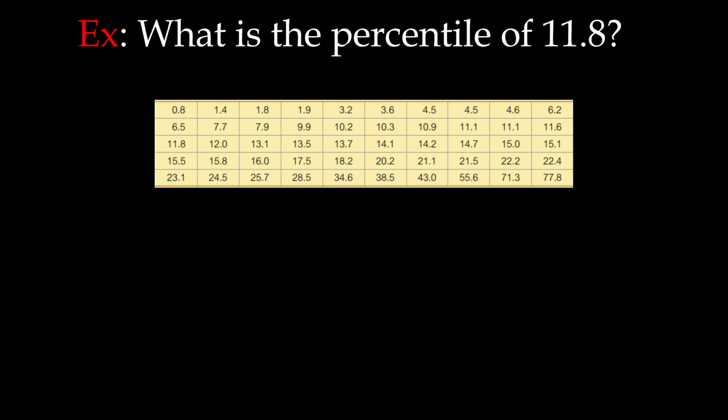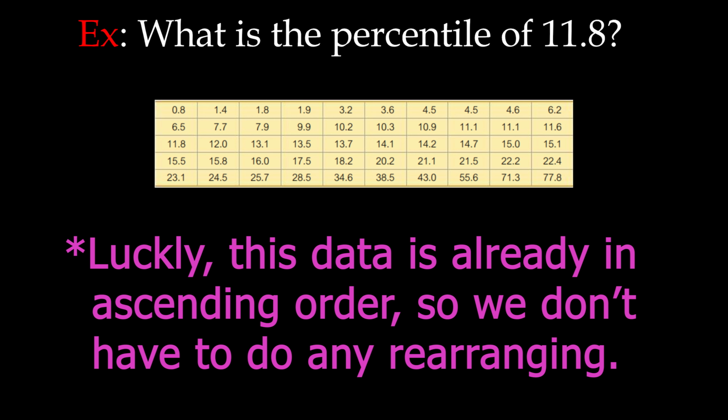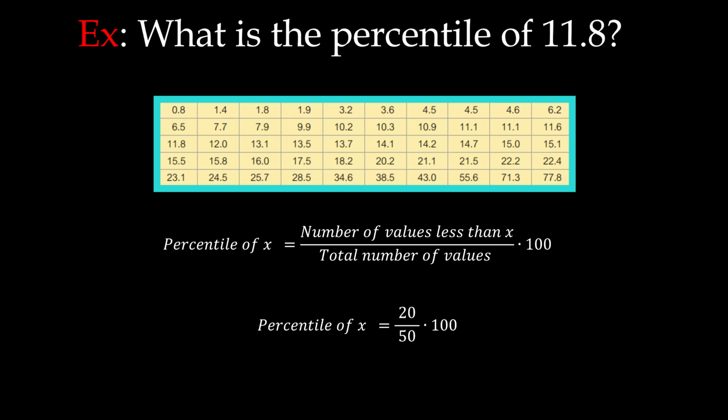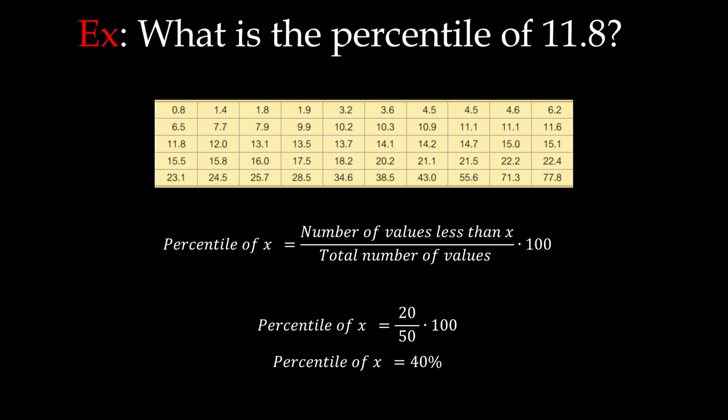Let's try another example. What is the percentile of 11.8? Since there are 20 numbers less than 11.8, 20 would be in our numerator, and 50, the total number of data values, would be in our denominator. Thus, 11.8 is in the 40th percentile.